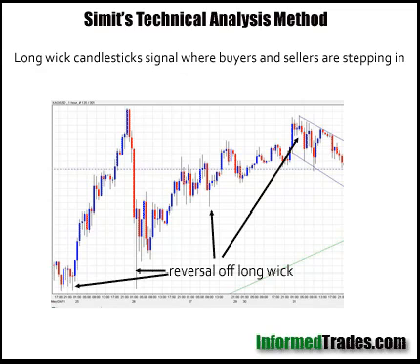So something that can be done is once you see a long wick, you can place a trade. You can put your stop loss just outside that long wick, 5, 10 pips away or something like that, maybe a little bit more depending on your risk tolerance and any other factors you may see in the chart, and that can be a trading opportunity.